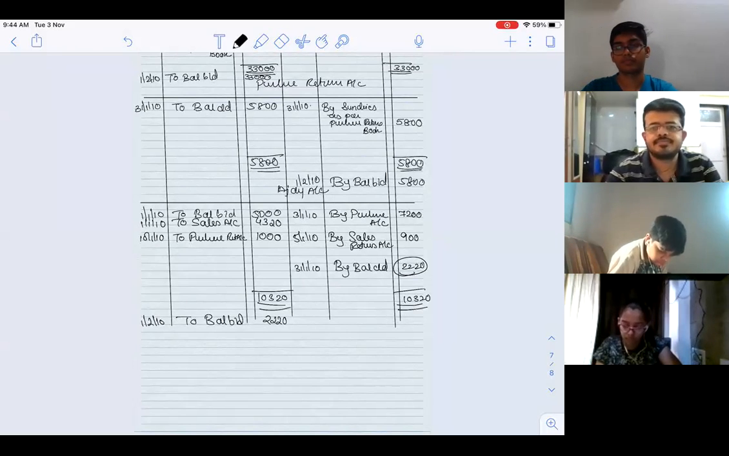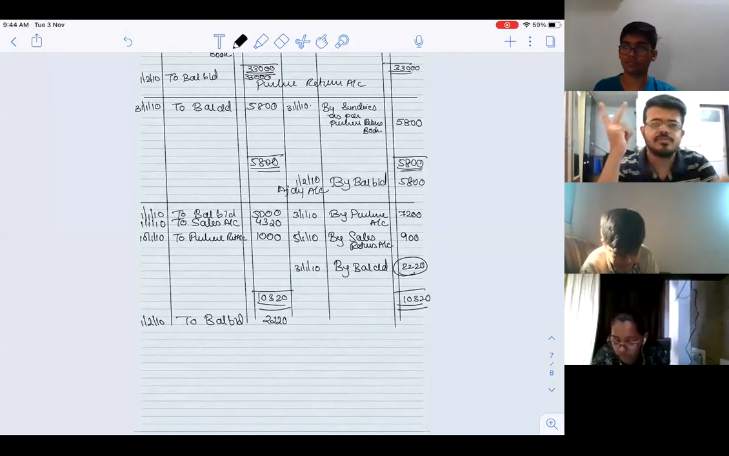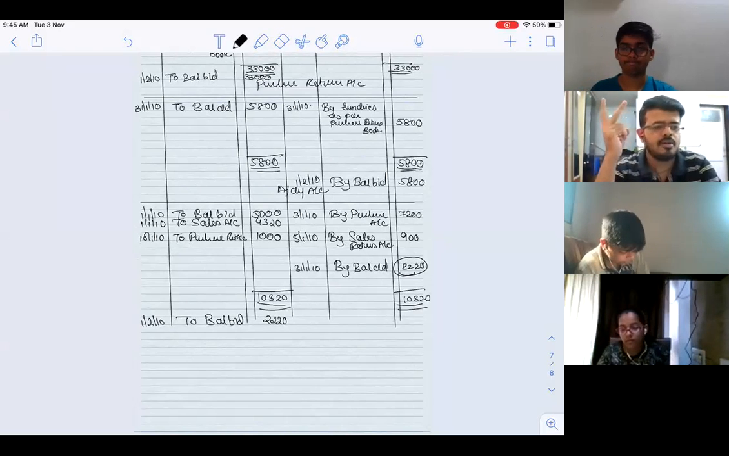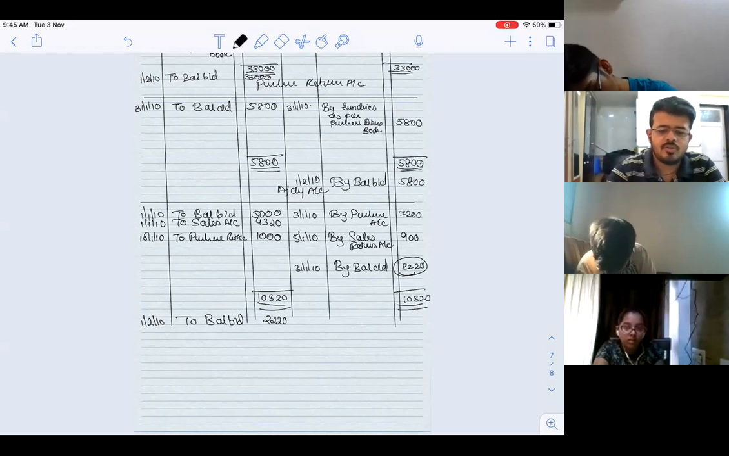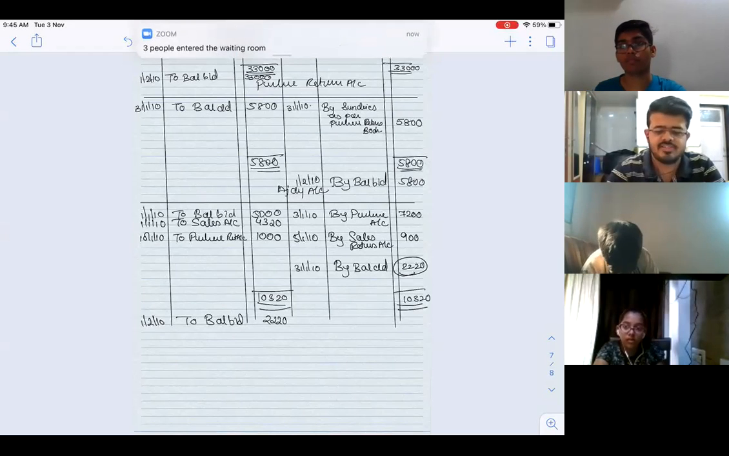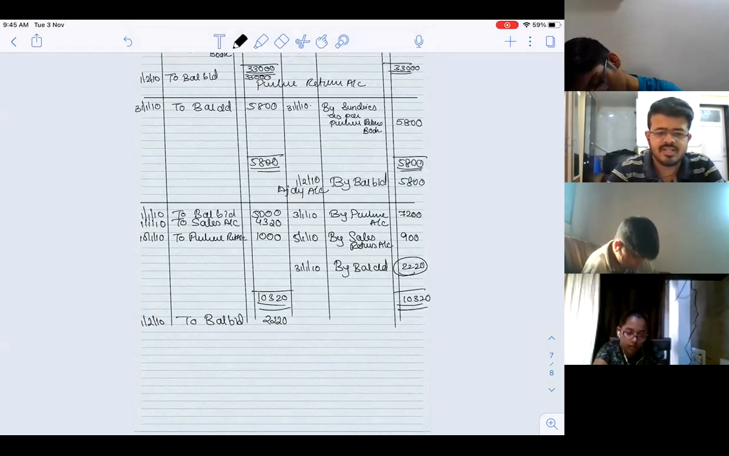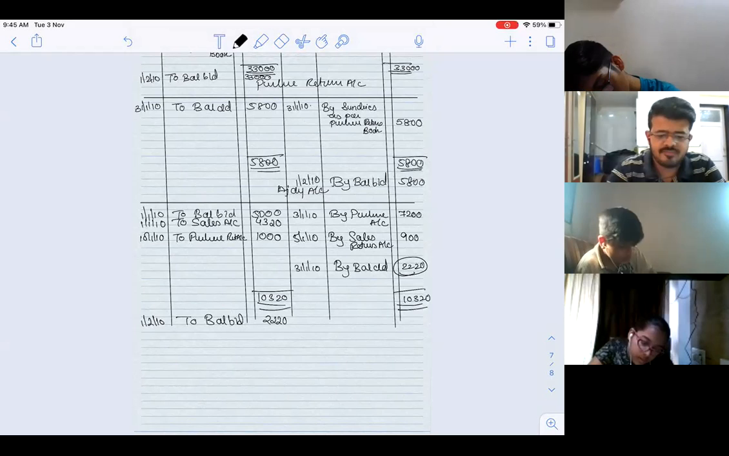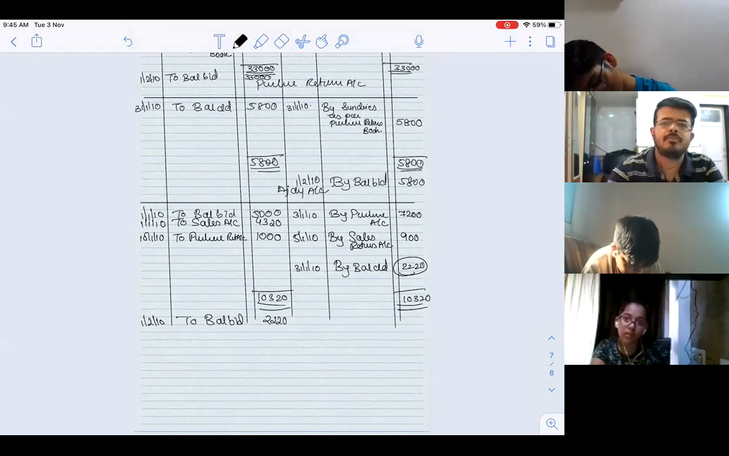Have you got that? Now for homework, you have to do two problems from the standard textbook. I'll send you the page number. Those two problems you have to solve with ledger. The page numbers are 175 and 176: problem number 8 and problem number 9.